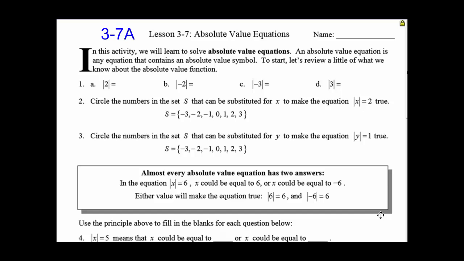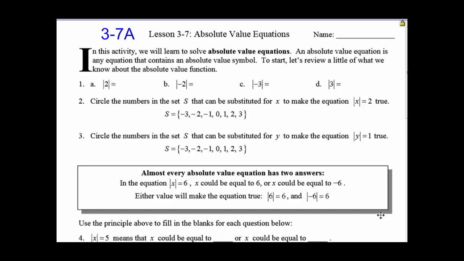This is the first video of three involving absolute value equations. In this activity, we're going to learn to solve absolute value equations, which is any equation that contains an absolute value symbol. So let's review a little bit before we go.